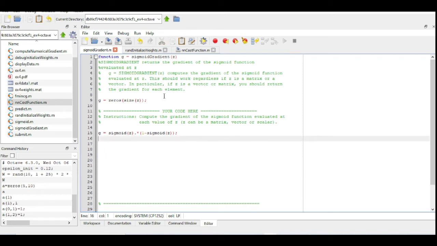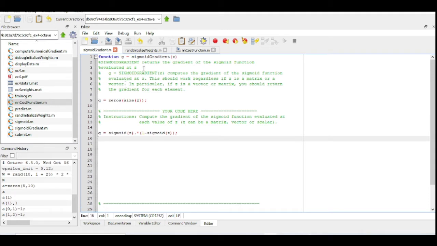Today we are going to see week 5 assignments. In this particular week 5 assignment, there are three exercises which we need to complete. The first one is sigmoidGradient.m, the second one is randInitializeWeights.m, and the third one is nnCostFunction.m. So coming to the first one, which is sigmoidGradient.m.